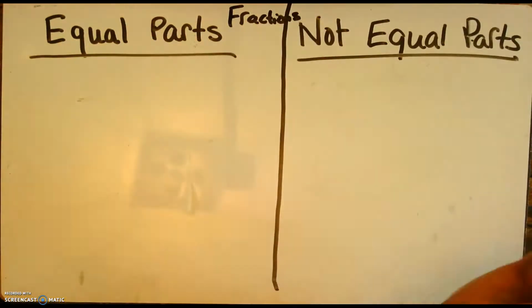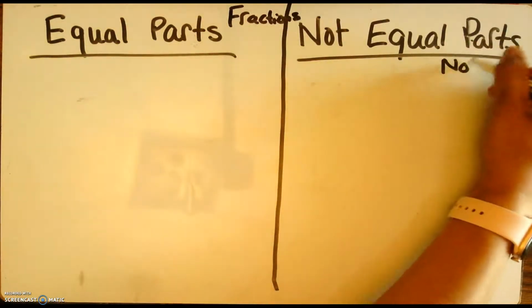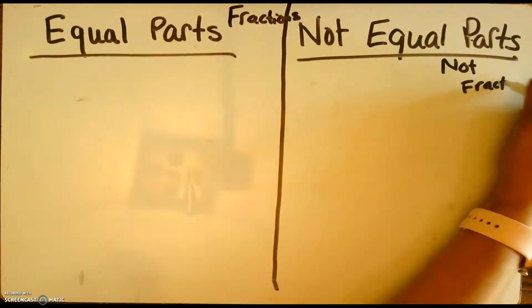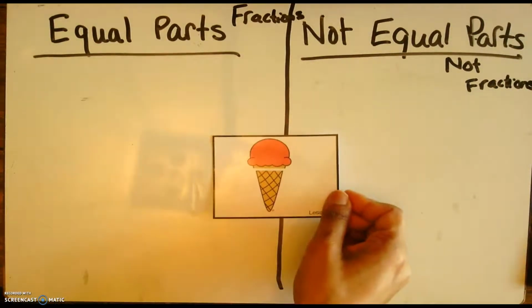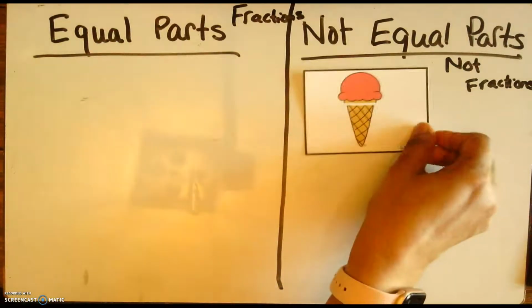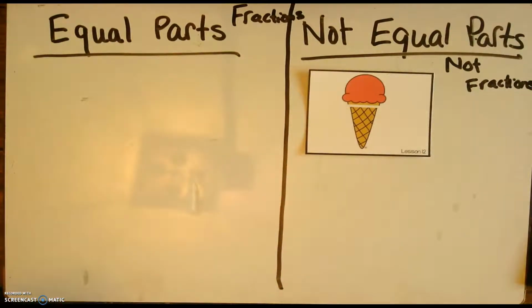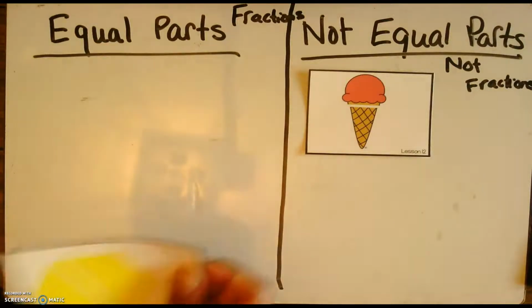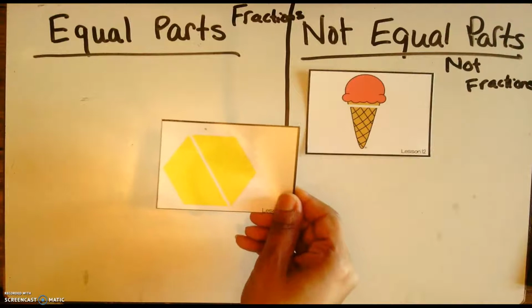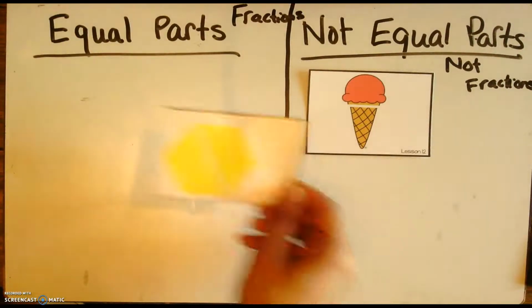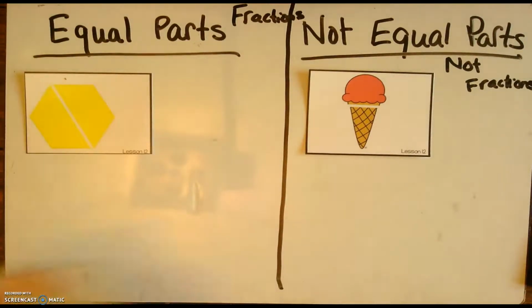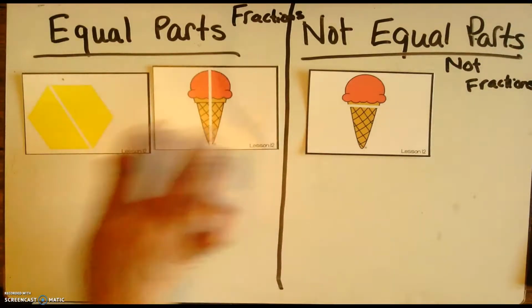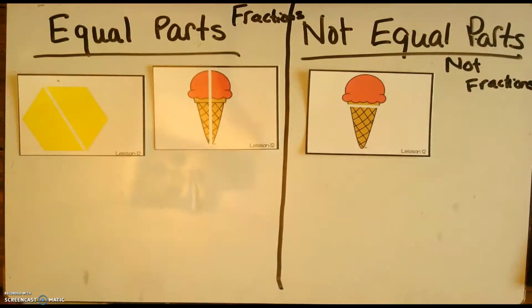Whoops, guess I should have written a little smaller. And these are not fractions. So let's see. We've got this picture of an ice cream cone, but that's not equal. We have a picture of a hexagon that has been partitioned into two equal parts. That is a fraction. The ice cream cone, when it's partitioned correctly, straight down the middle, that's halves and that's equal parts, so that is a fraction.